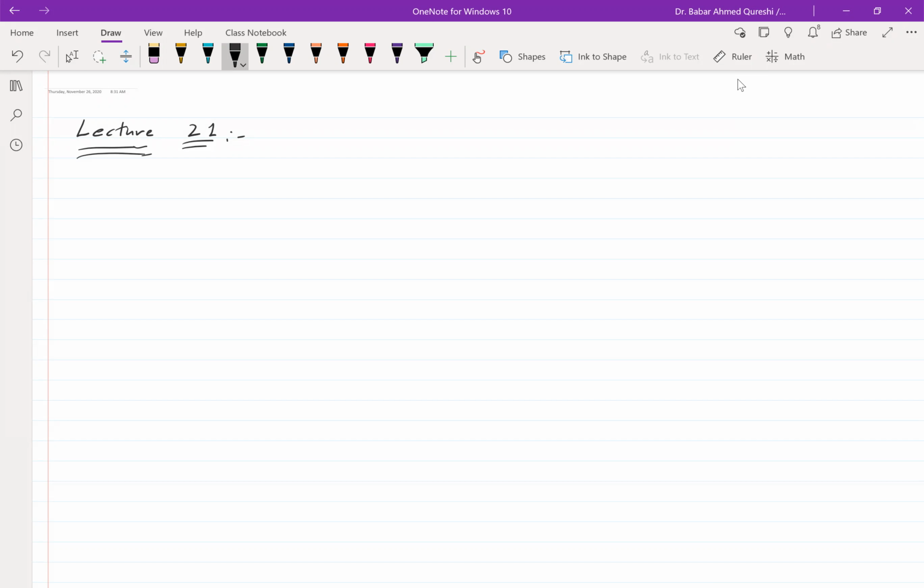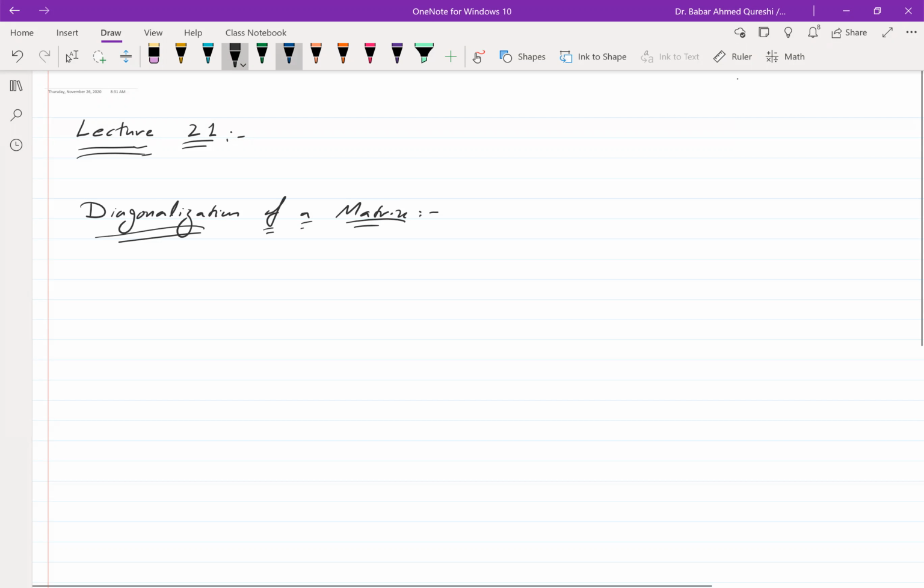matrix A, first of all, let's say what kind of matrix we are talking about. So for a large class of matrices, you can diagonalize them. Diagonalization of a matrix. This is our main topic for today. What do I mean by that? So not all matrices can be diagonalized, but a large class of them can be.